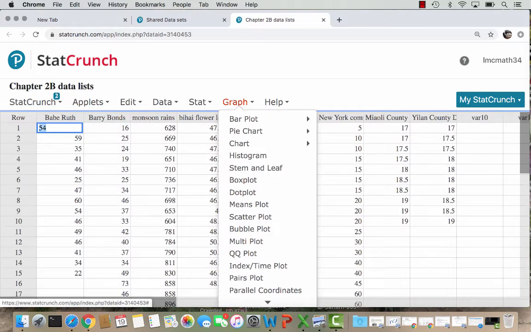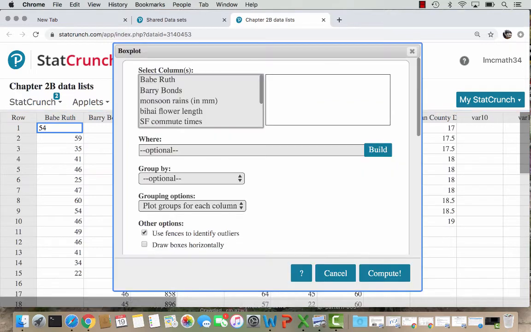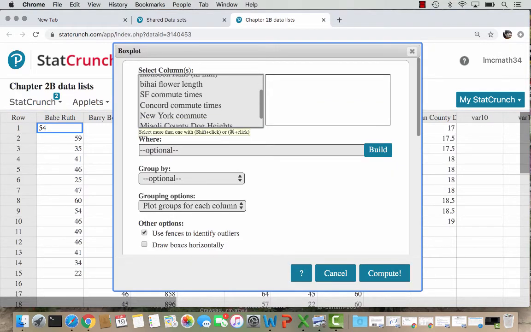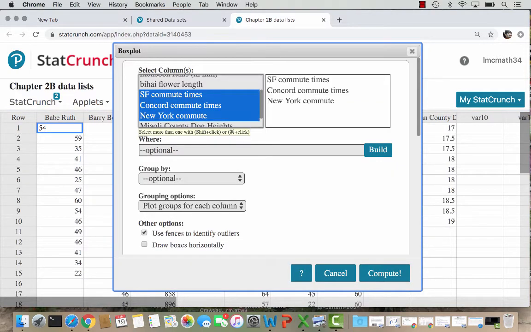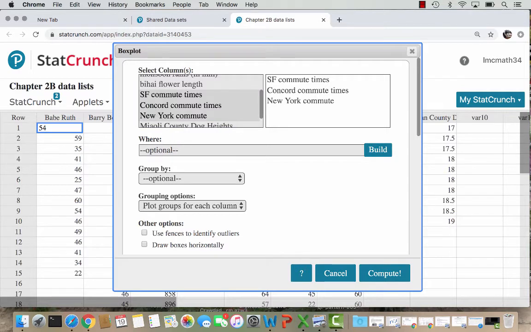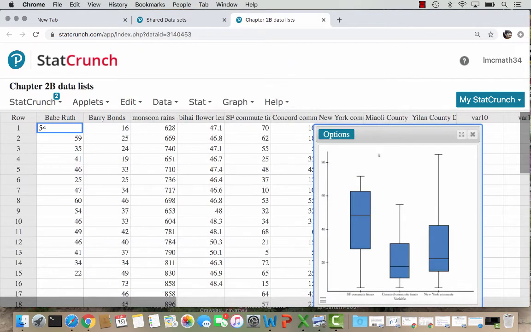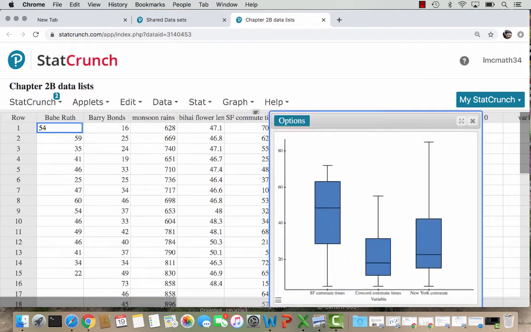I'm going to go to Graph, Box Plot, and scroll down so that I can select all three cities. I'm going to do this by dragging and dropping. I can also use Control and click through. And then I'm going to uncheck use fences to identify outliers. We'll check in later with how that works. I go ahead and hit compute and I get my three box plots side by side.